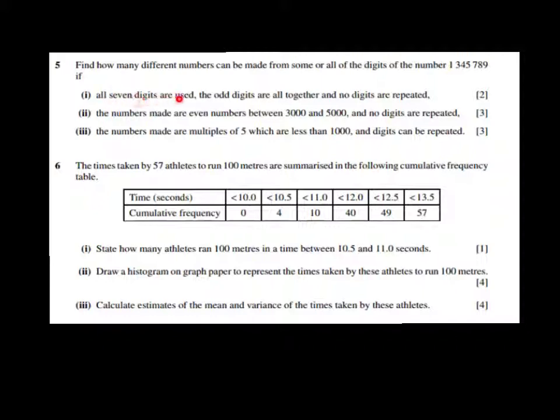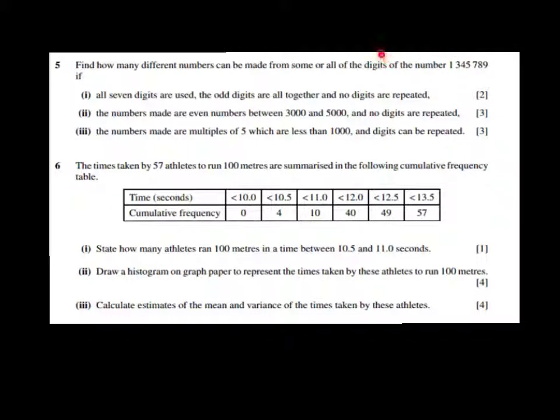So for part 1 it says all the 7 digits are used, which is cool with that 7-digit number. The odd digits are all grouped together and no digits are repeated. So that means, if they didn't put this condition in here for yourself, given that all these numbers are different, okay, they are all different, then initially it would be 7 factorial, right? 7 times 6 times 5 times 4. Here they want the odd digits to be together, so you're going to group the odd digits together, which were 1, 3, 5, 7, and 9.